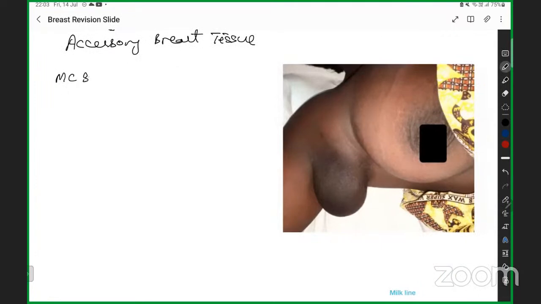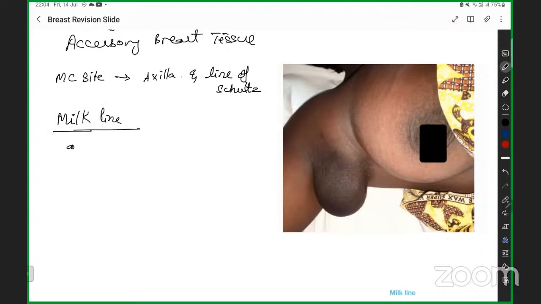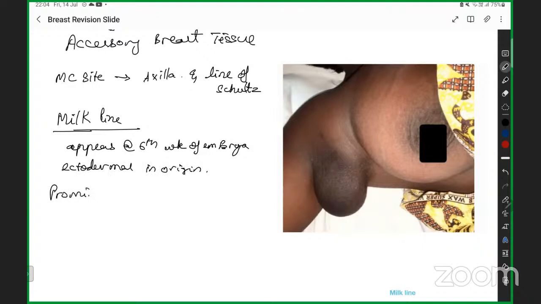Then what is the most common site? As you see in this picture, the axilla is the most common site, and it can also occur along the line of Schultz, otherwise called your milk line. So remember, this is going to develop along the milk line. Normally the milk line appears at the 6th week of embryo. This is ectodermal in origin, and it can become prominent during pregnancy.